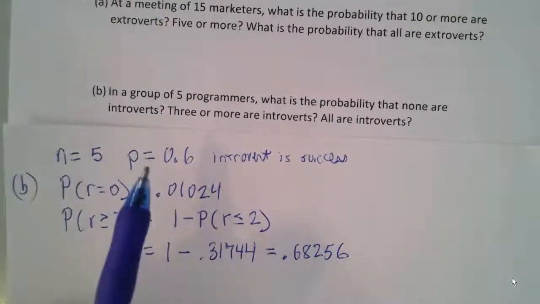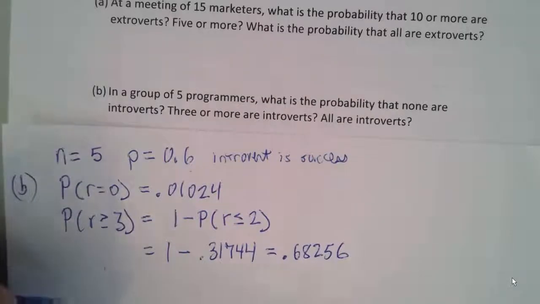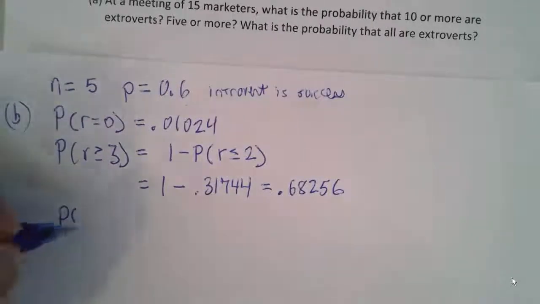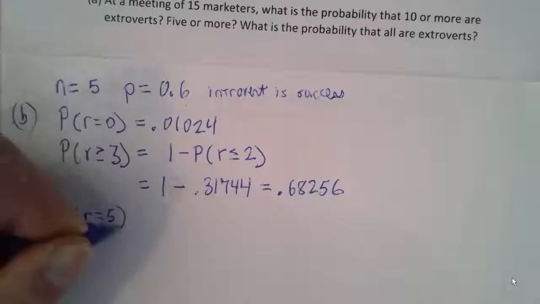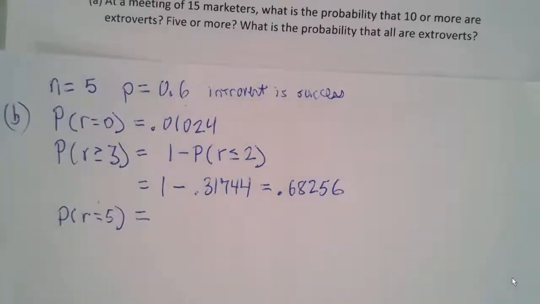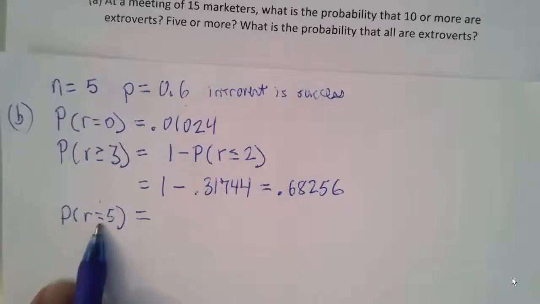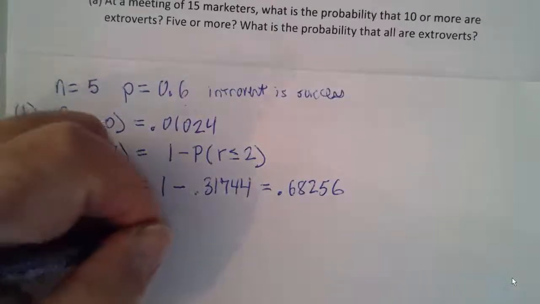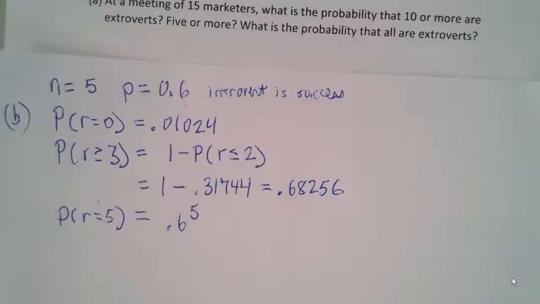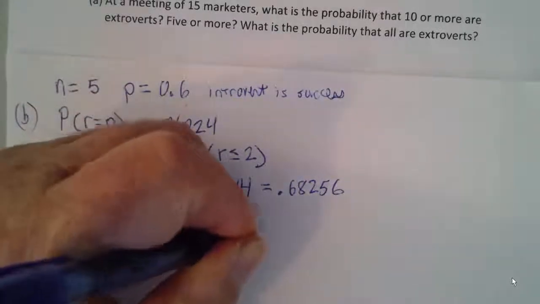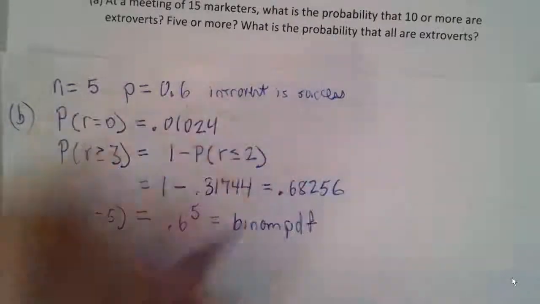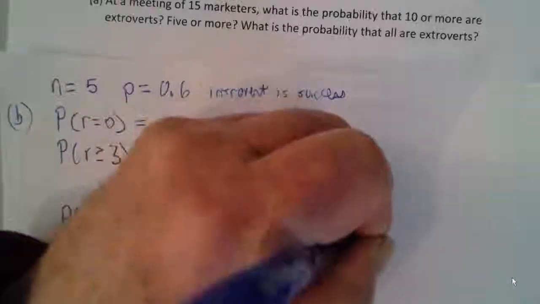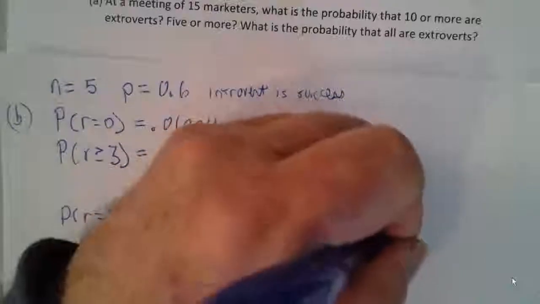And the last part of the question is, what is the probability that all are introverts? Well, that's asking me what is the probability of 5 successes in 5 trials. Once again, if you have all success or all failure, there's a simplified version of the formula that will work. So I want all successes. That's just going to be 0.6 to the 5th power. But if you want to do it on your calculator, it's a binomial PDF. It's a P rather than a C because we don't have an inequality here. We have an equality. 5 trials, 0.6 is the probability of success, and I want all successes.